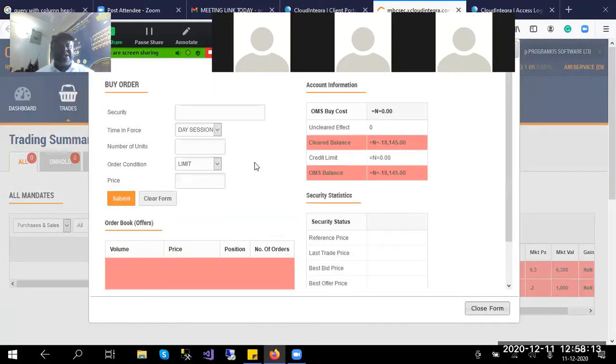If I want to buy a transaction. Now, look at this account. My balance here is red. I cannot buy a unit of any stock whatsoever because I don't have money. So that was where we mentioned under the credit limit.